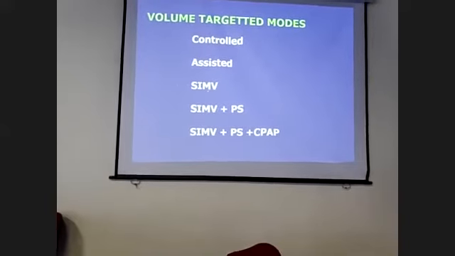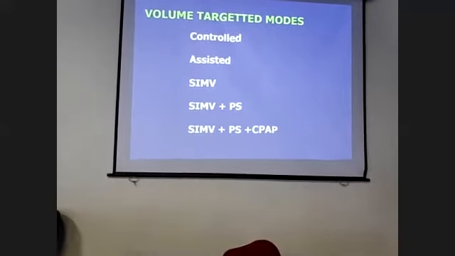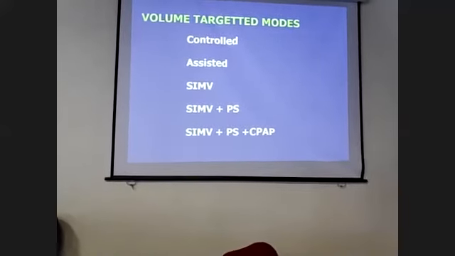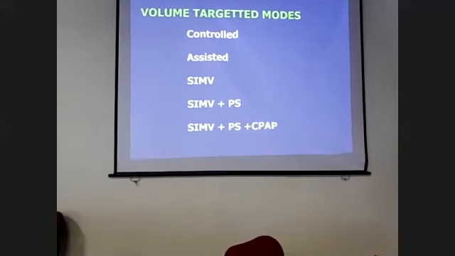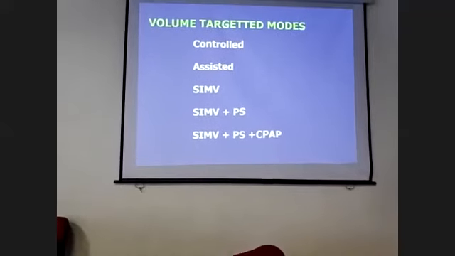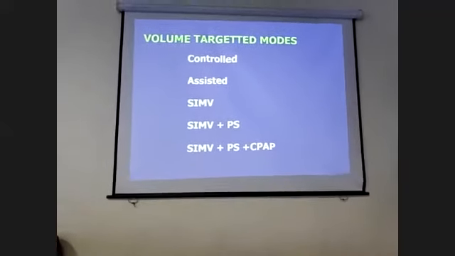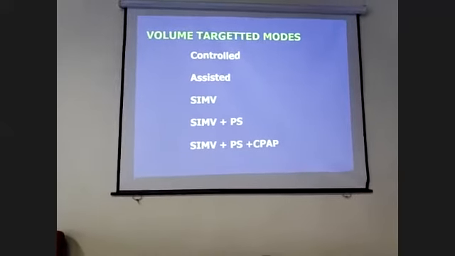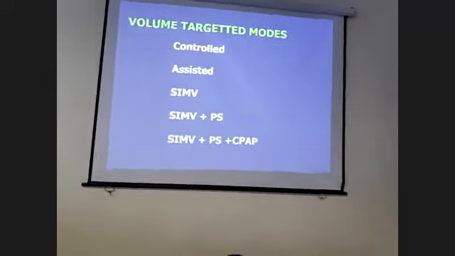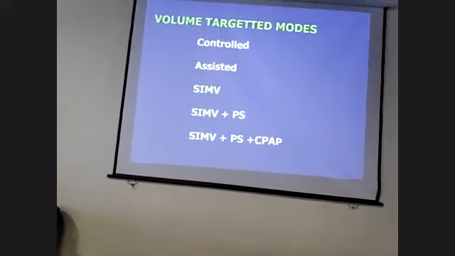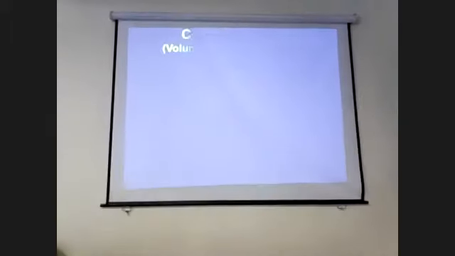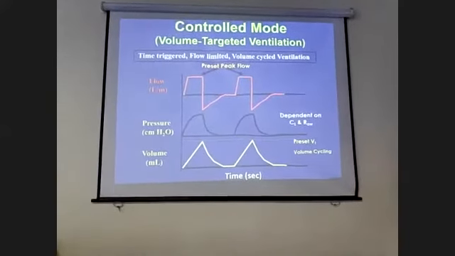Because SIMV, although its name suggests synchronized intermittent mandatory ventilation, we understand that the ventilator is synchronizing with the patient. No, it is not like that. It is actually that the breath which has been set on the ventilator is delivered at a synchronized interval. So, in that particular interval, if the patient triggers, the ventilator will assist. But if the patient triggers at some different time, the ventilator is not going to assist. I'll show you through graphics.